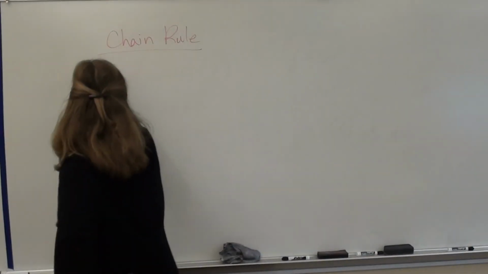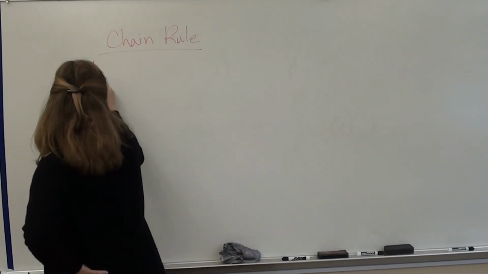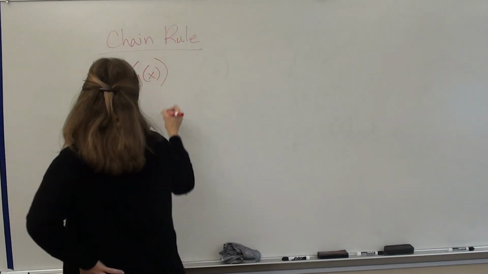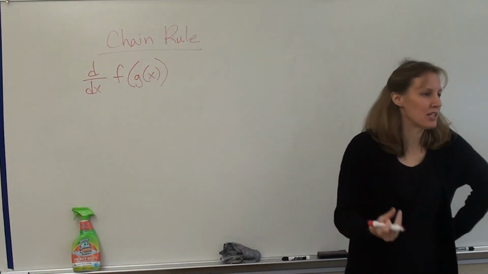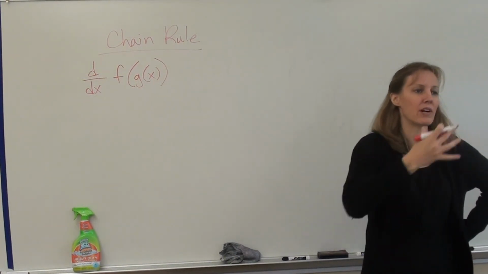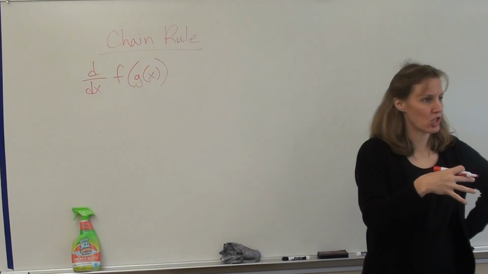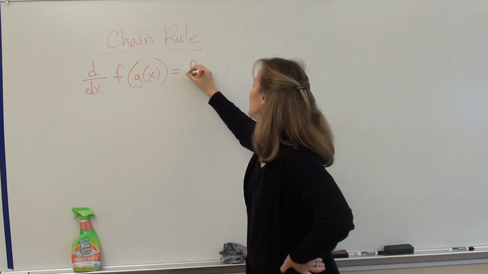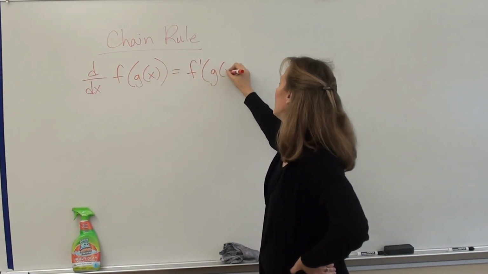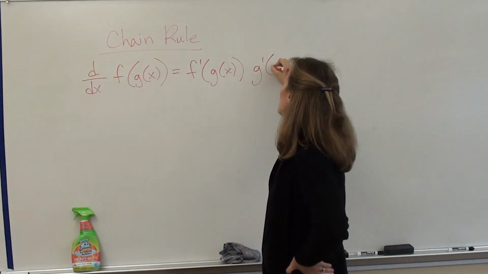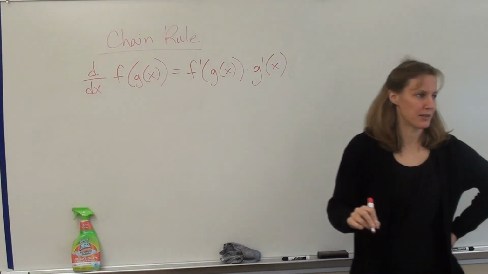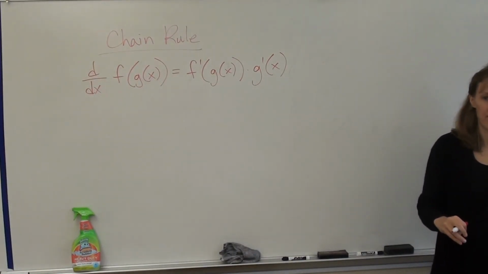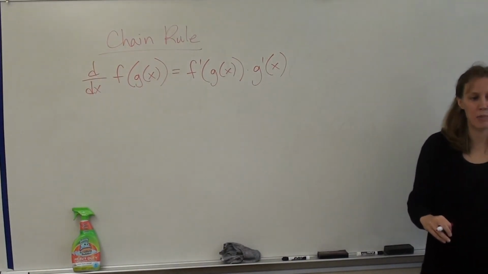Okay, chain rule says that the derivative of f of g of x. So we're talking about a composition of functions, when you're plugging one function into another function. So, chain rule, the derivative of f of g of x is f prime of g of x times g prime of x. Easy peasy lemon squeezy.